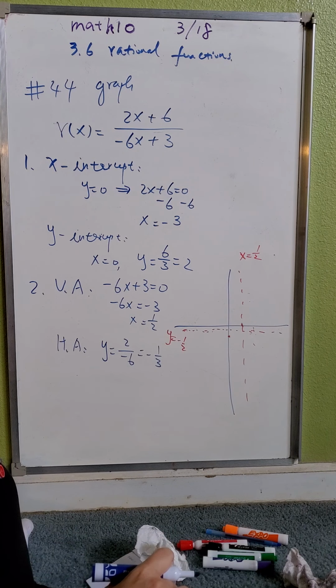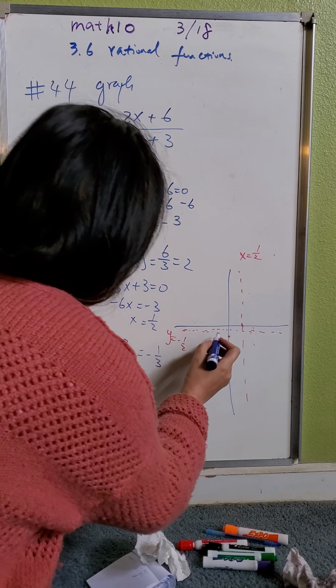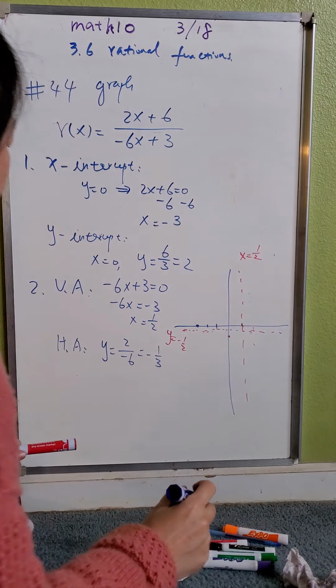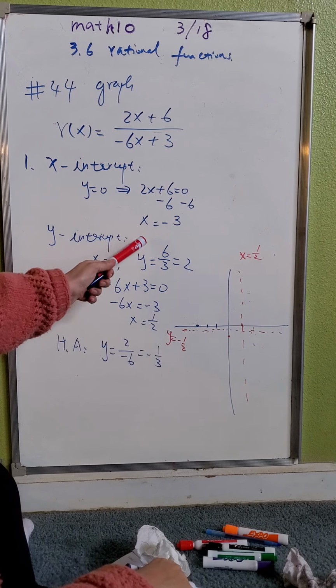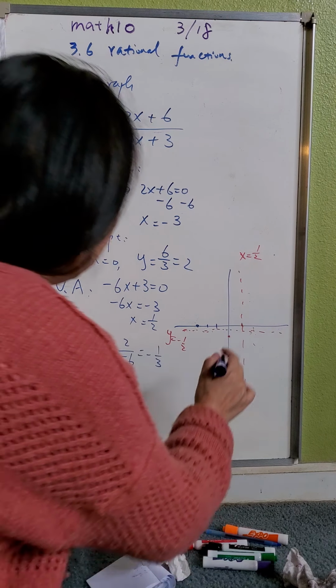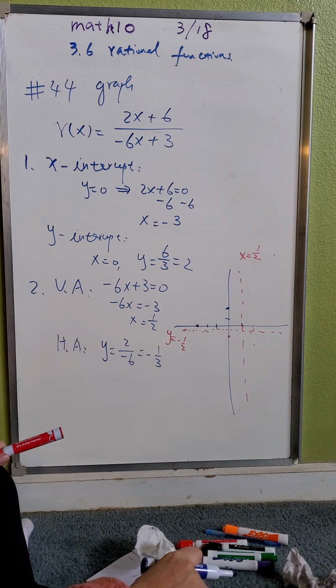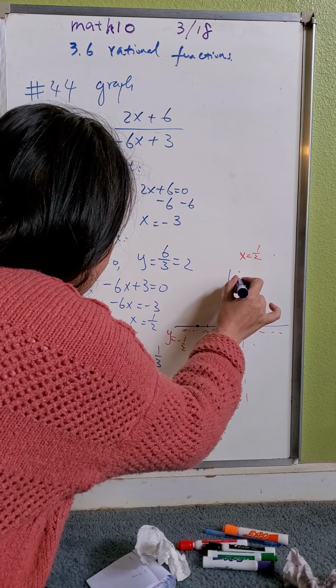Now, the last thing is we pinpoint our intercept points. x equals negative 3: 1, 2, 3, right here. There's one intercept point. And then the y-intercept is y equals 2. So, now I know that on this side, the graph is going to be like this.